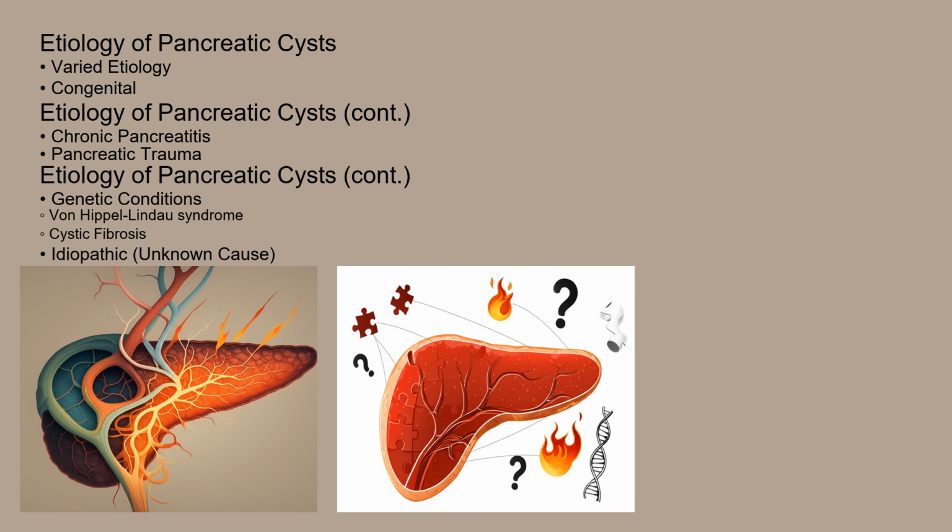So, what causes these cysts to appear in the pancreas? Well, the etiology is varied. Some pancreatic cysts are congenital, meaning they're present at birth. Others can be linked to conditions like chronic pancreatitis, a long-term inflammation of the pancreas, or even pancreatic trauma from an injury. Additionally, certain genetic conditions, such as von Hippel-Lindau syndrome and cystic fibrosis, can increase the risk of developing these cysts. In many cases, the exact cause remains unknown, which we call idiopathic.